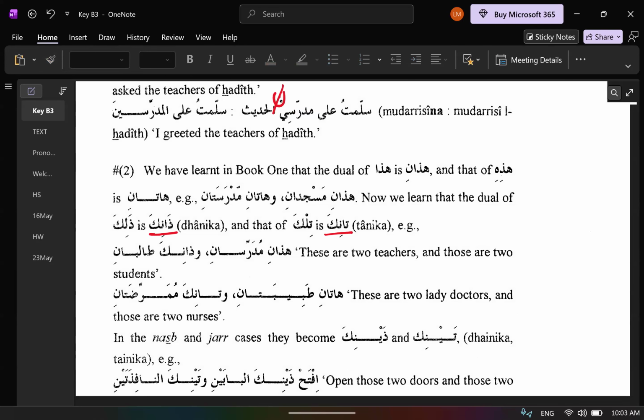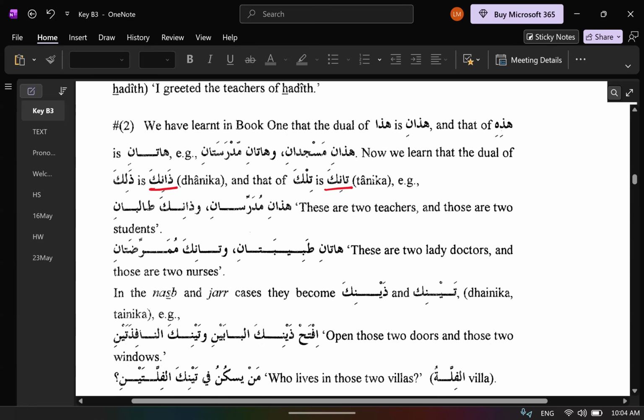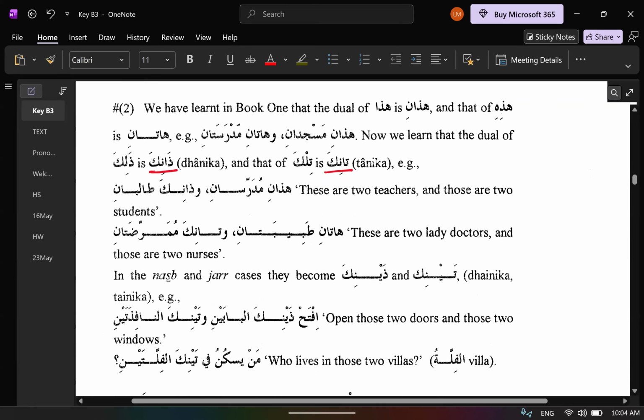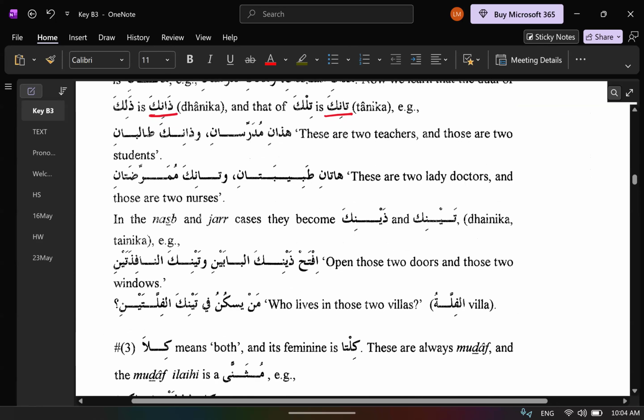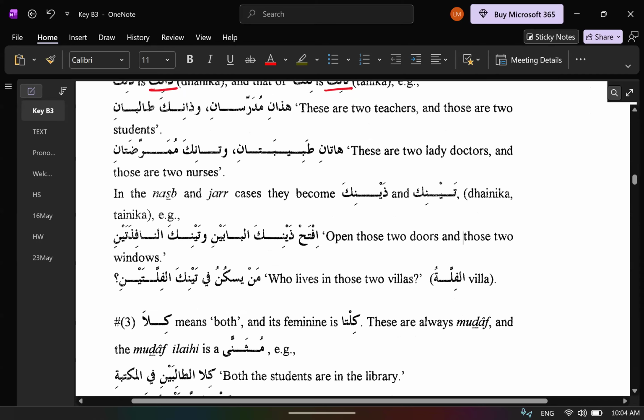So hazani mudarrisani, these are two teachers. Wazanika talibani, and those two are students. Hatani tabibatani, these are two female doctors. Watanika mumarridatani, and those two are female nurses. In the nasb and jar cases, these become Tainika and Zainika. So they are declinable. The Tanika will become Tainika, Zanika will become Zainika. Iftah Zainikal Babaini Watanikal Nafizataini. So open those two doors and those two windows.